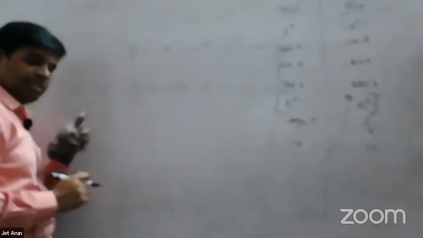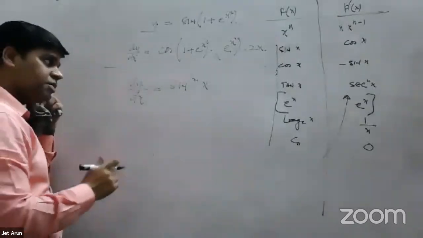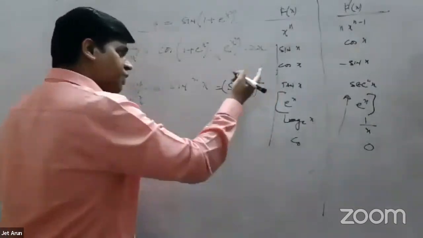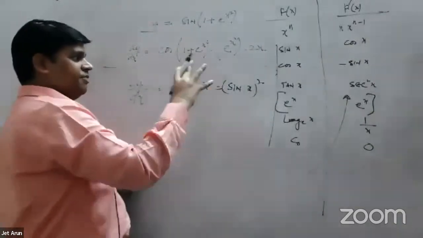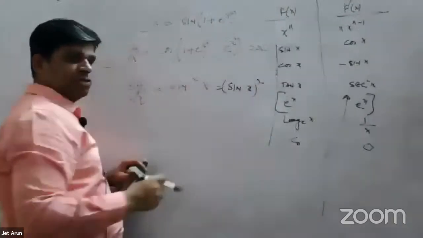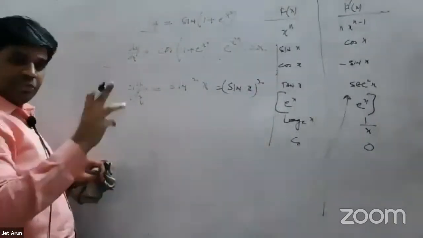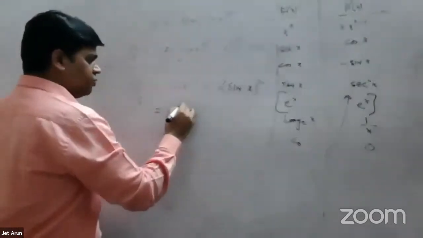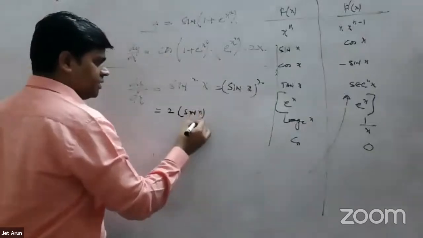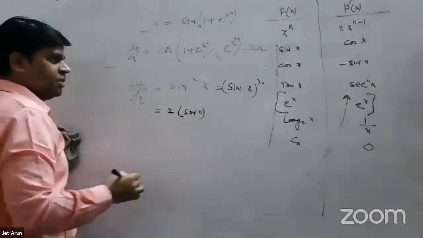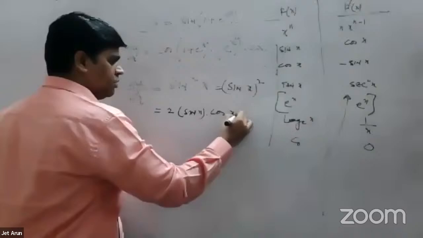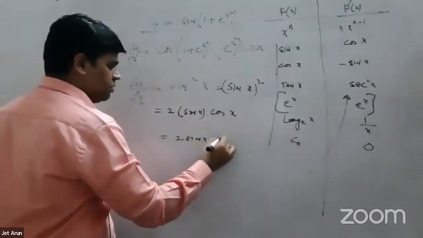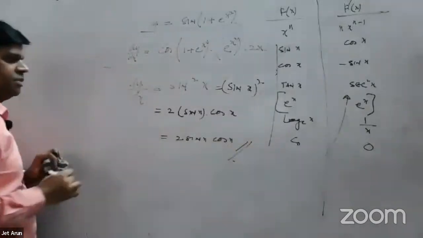What is my outermost function here? It is square. I mean function square, x power n. X power n is the outermost function here. Sin x is not the outermost function. All right. So this becomes 2 sin x, everything as it is, times derivative of sin x is cos x, which becomes 2 sin x cos x.